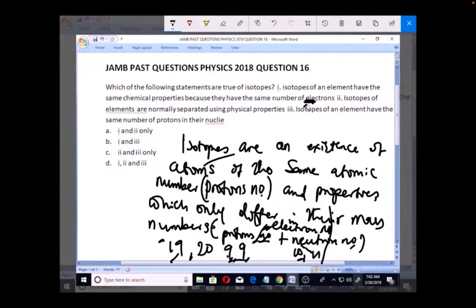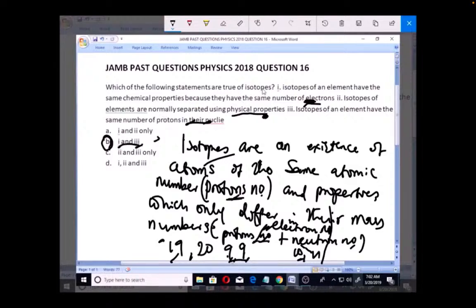So I is correct. Now, isotopes of elements are normally separated using physical properties. We don't know of this fact, so this cannot be true here. But you have isotopes of an element have the same number of protons in their nuclei. That is what I said here. So this is also correct. So we have option I and III to be correct. So this B is the right option because I is correct and III is correct.